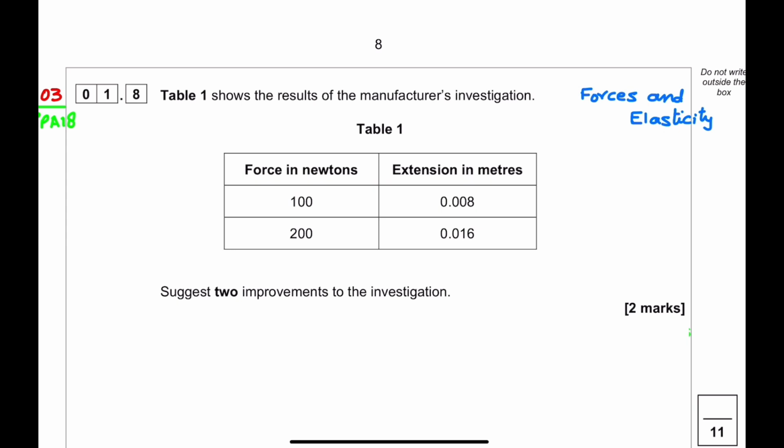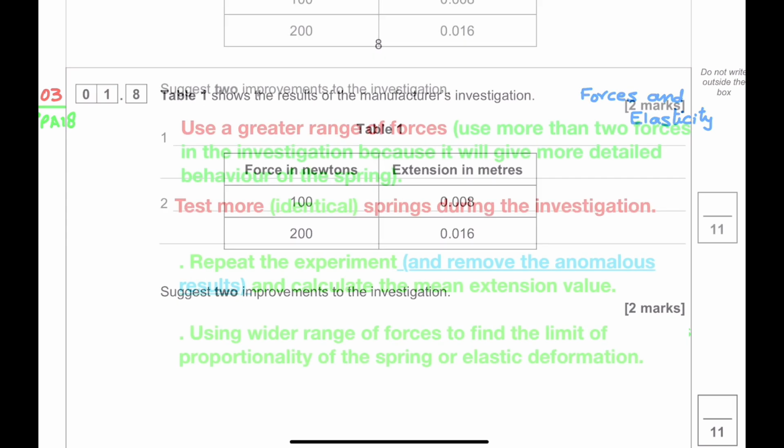The investigator also needs to use identical springs, not only one spring, during the investigation. More than one experiment must be done to see the values which are anomalous values in our experiment. Remove the anomalous values so that we can calculate the exact extension in the spring. Let's see the model answer.